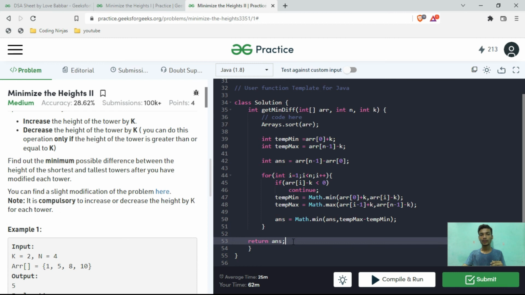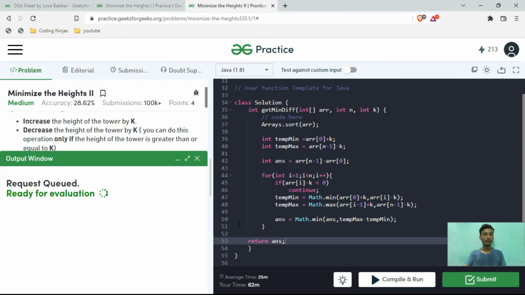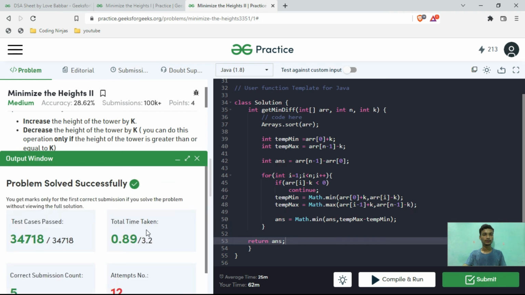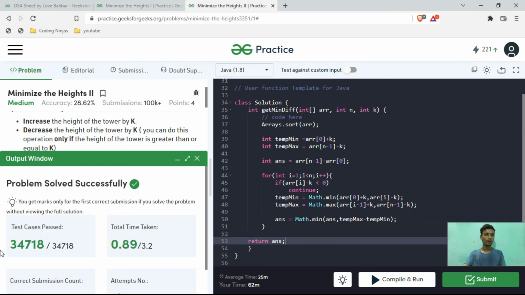So let's submit this solution and see what is going to happen. So here all the test cases pass successfully, but from the previous question, here is a point, that is our height cannot be negative.